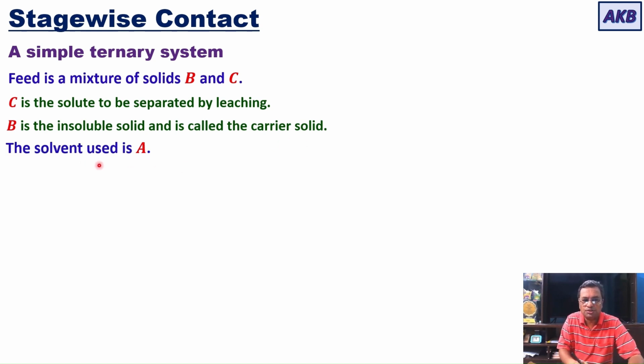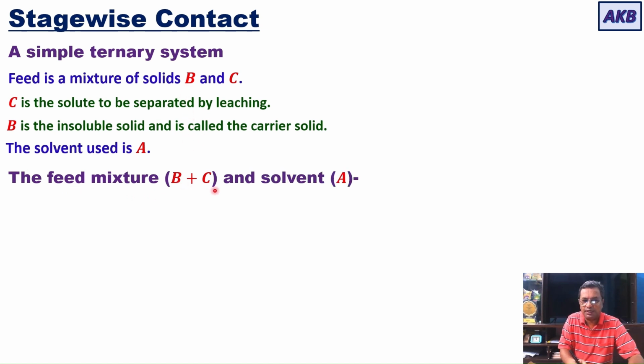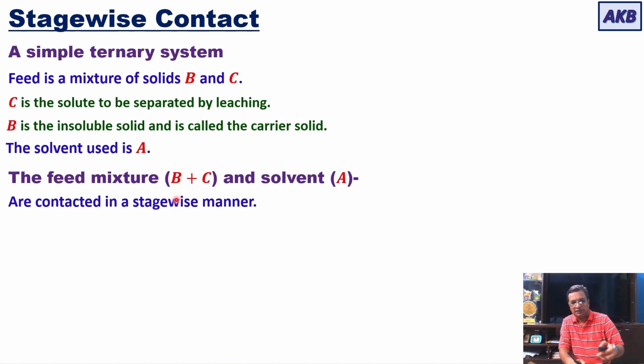Then the solvent used, we are going to denote that by A. The feed mixture, which is a mixture of B and C, and solvent A, they are contacted in a stage-wise manner. When these two phases, the feed solid mixture and solvent, are contacted in stages, you have what is called stage-wise contact. So the feed mixture B plus C and solvent A are contacted in a stage-wise manner.